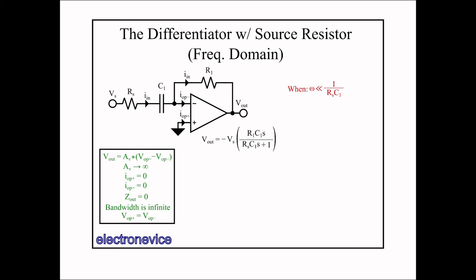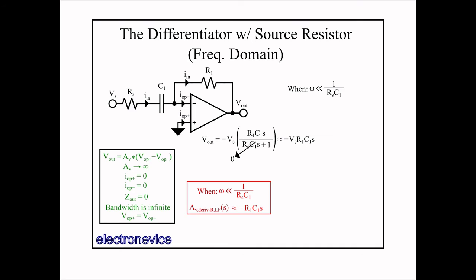First, we'll look at frequencies much less than 1 over Rs C1 radians per second. Under these conditions, the quantity Rs C1 s is much less than 1, and so Rs C1 s plus 1 is approximately equal to 1. This completely negates the denominator of the transfer function and results in an approximate gain of negative R1 C1 s. So at low frequencies, we get the same result as the pure differentiator without Rs.